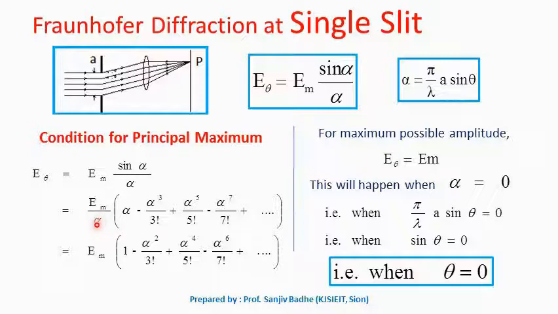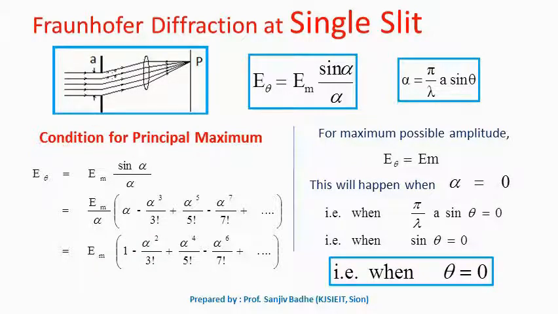This 1 alpha can be cancelled with 1 alpha in each of these terms, and we can write E theta to be equal to Em into bracket 1 minus alpha square by 3 factorial plus alpha raised to 4 by 5 factorial minus alpha raised to 6 by 7 factorial plus and so on. Now looking at this, we can easily say that E theta will be equal to Em when alpha is equal to 0, because when alpha equal to 0, all these terms will turn out to be 0 and E theta will become equal to Em.